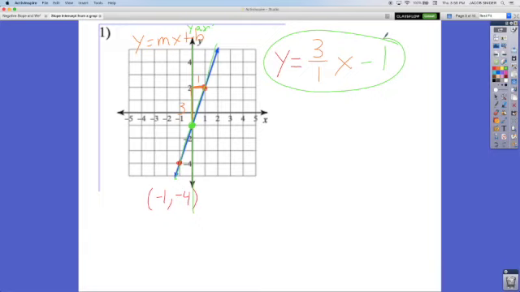There's the equation for my line. Now, if I were you, I'd probably clean it up a little bit and make it y equals 3 over 1. So that would just be 3x minus 1. There is my best answer.